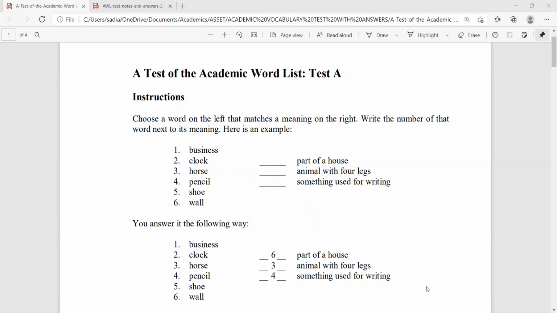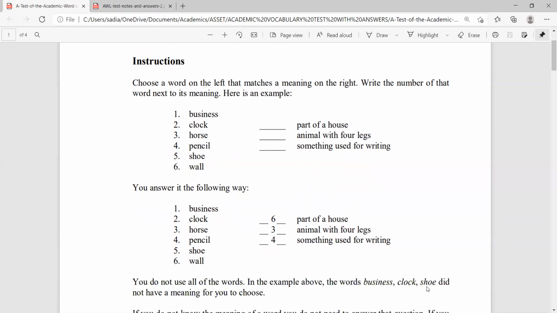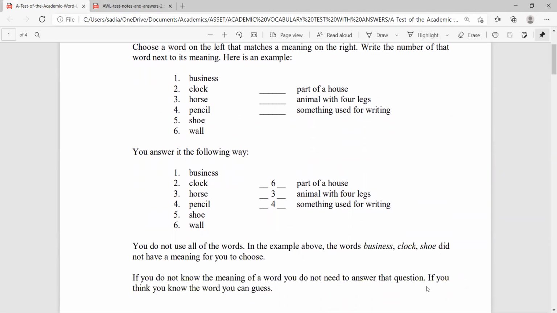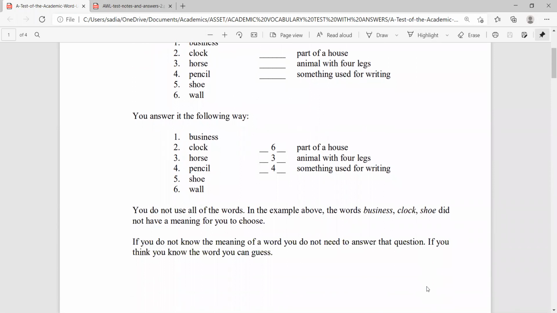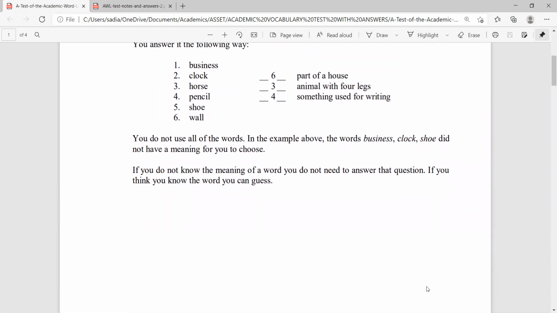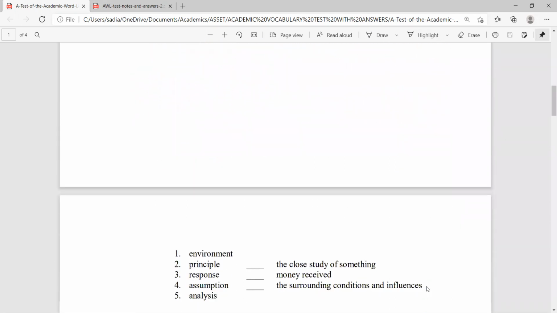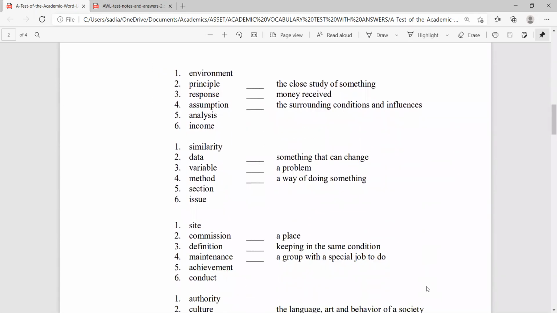Now the example given over here seems quite easy, but as we are attempting, the vocabulary will become tougher and tougher. You may have to refer to your dictionary at times. You are allowed to do that as you are practicing to build your vocabulary. You do not use all the words. In the example above, the words business, clock, shoe did not have a meaning for you to choose. If you do not know the meaning of a word, you do not need to answer that question. If you think you know the word, you can guess. But I suggest that you look up the answer in the dictionary or Google search so that it helps you build your vocabulary. Now let us begin with this exercise.